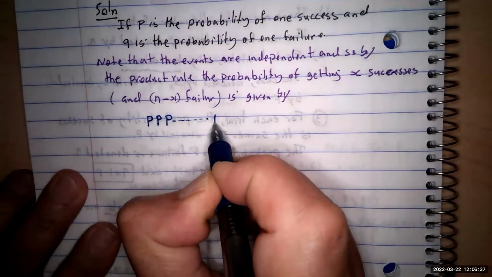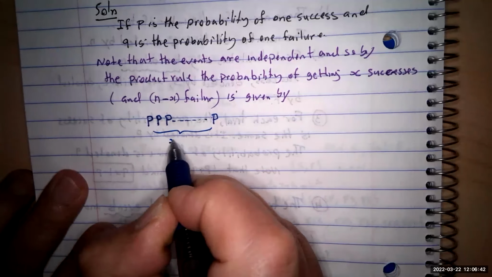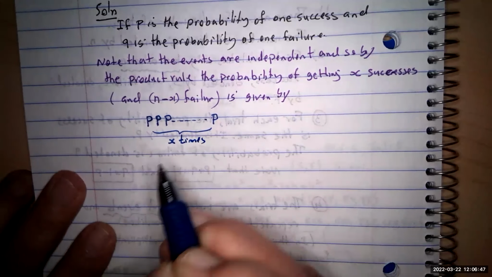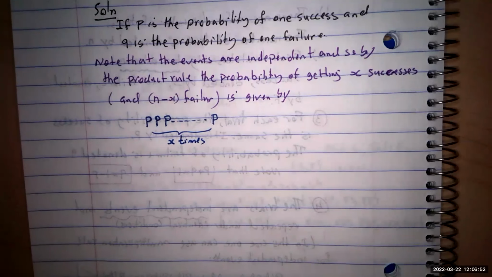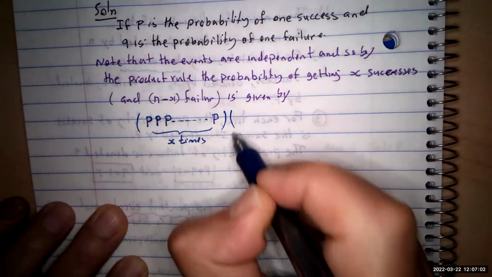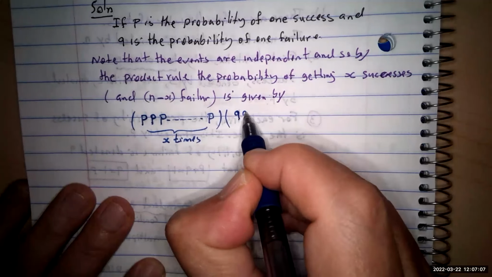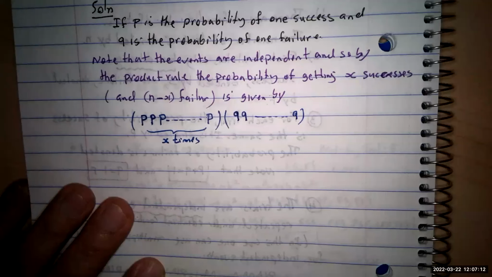How many P are we going to have? You are interested in X successes, so this is going to be X times. Probability of getting one success is P. Probability of getting two successes is P times P, because it's an AND combination. But at the same time, you are going to lose. Remember, what's the probability of failure? Probability of one failure is Q, two failures is Q times Q, up to the Q. How many times are we going to fail?